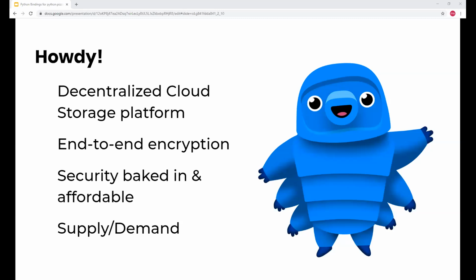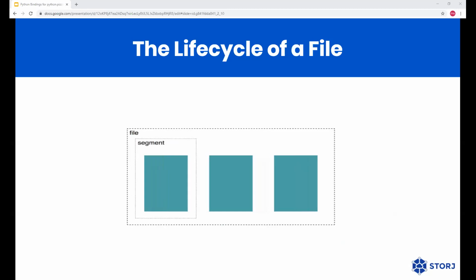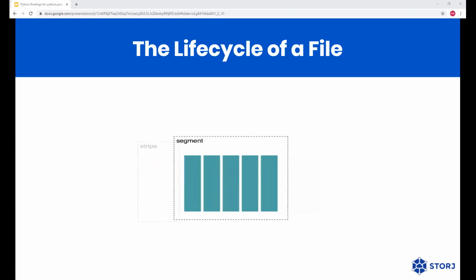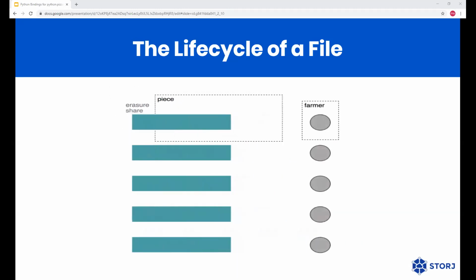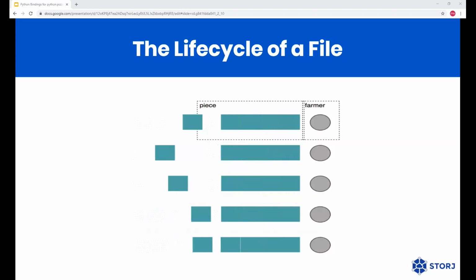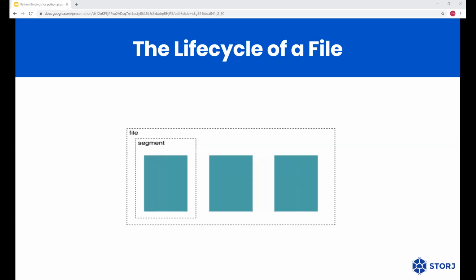We have a supply and demand side, a little bit like an Uber model. So the decentralized aspect is your pieces get stored on machines all around the world. And then the demand side is obviously people who want to code and store stuff. To help understand the life cycle of a file, files get split into segments. Segments are striped, and then those are broken into erasure shares, and then those get distributed among what we used to call farmers. Those are the nodes of the decentralized system.